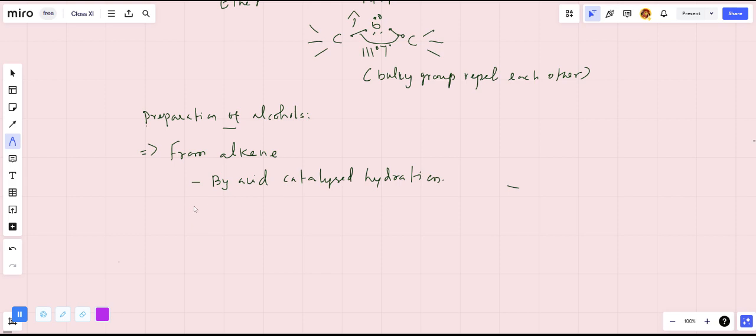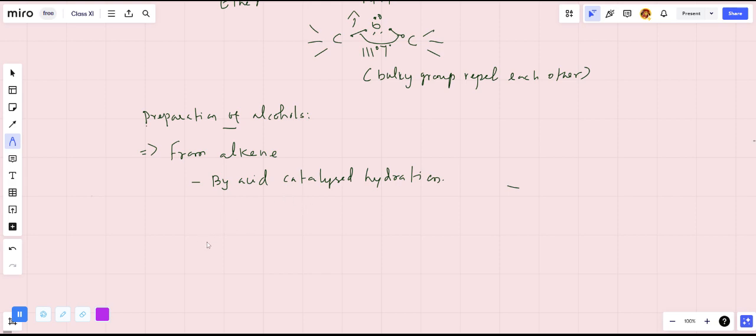There is a mechanism for this method. Mechanism is very important. Seven or eight mechanisms are there in your book, I think. So all the mechanisms you have to write and practice. This is the first mechanism you are going to see. I will teach how you have to write and how you have to put the arrow mark, everything. Based on that, you need practice to be thorough with the mechanism. Okay, from alkene by acid catalyzed hydration.